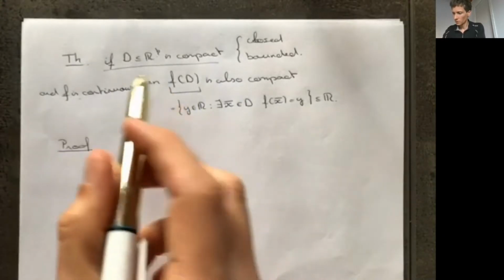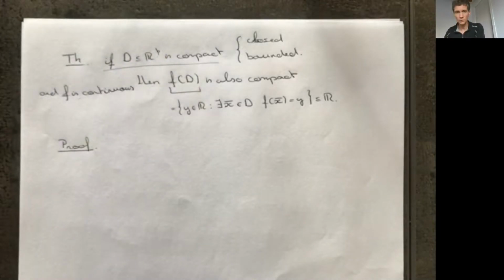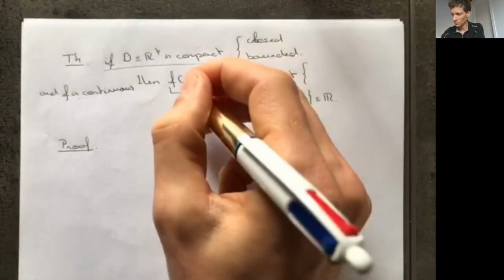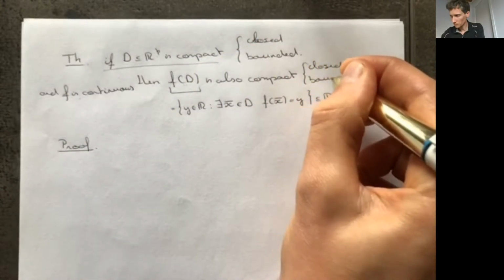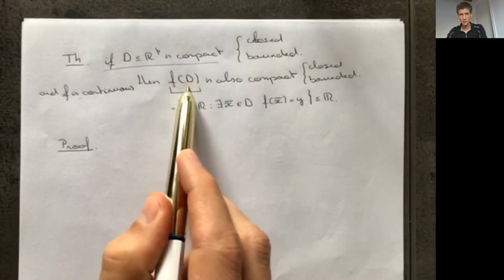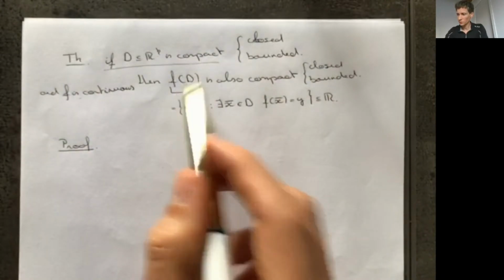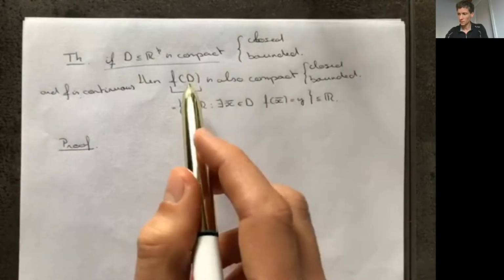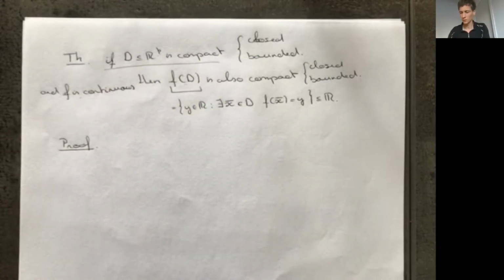So let's assume that D is compact and f is continuous. We have to show that f of D is also compact, so this means that we need to show that this set is closed and bounded. In particular, if you take a sequence of elements in the set that converges to some limiting number, then the limiting number should also be in the set, and that means that it's closed. And second, there should exist a number such that the absolute value of any element in the set is lower or equal to this number.